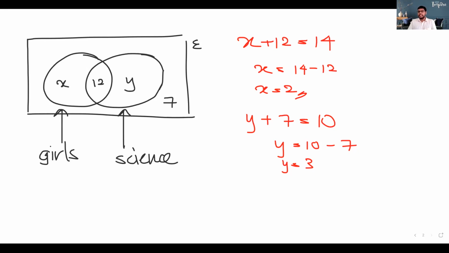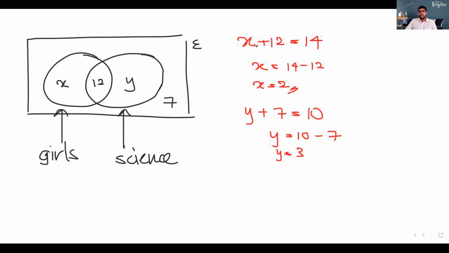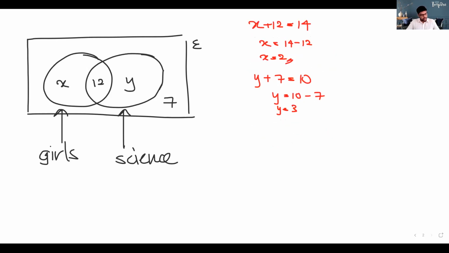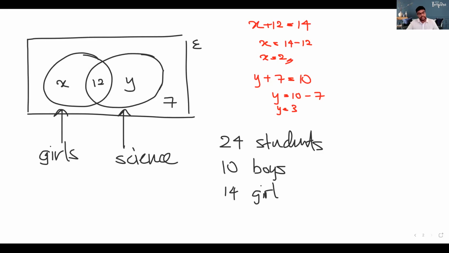So what's happening is, it says that there are 24 students in a mixed school, and they can follow either maths or science. Out of the 24 students, 10 are boys. When they say 10 are boys, we know that the other 14 have to be girls. So let's write that down. Out of 24 students, 10 are boys. That means the other 14 have to be girls.